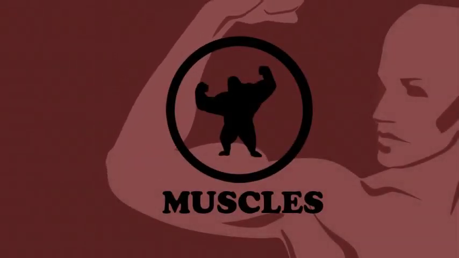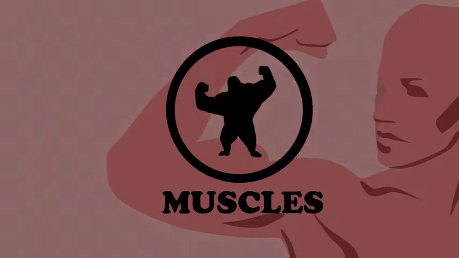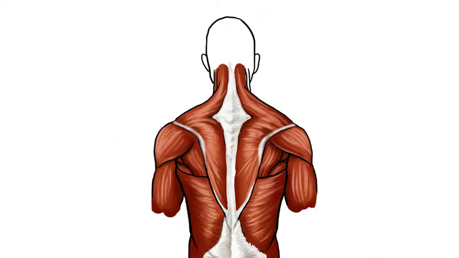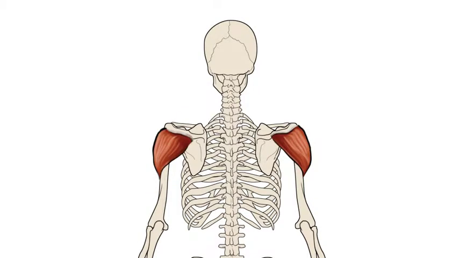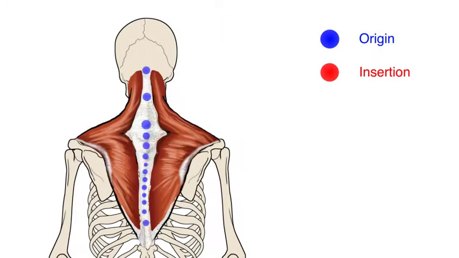Now let's look at the 3 muscles that allow for these movements of the bones to take place. The trapezius, the deltoid, and the supraspinatus. The trapezius originates on the occipital bone, the nuchal ligament, and the spinous processes of T1 to T12. It inserts on the lateral third of the clavicle, the acromion, and the scapular spine of the scapula.